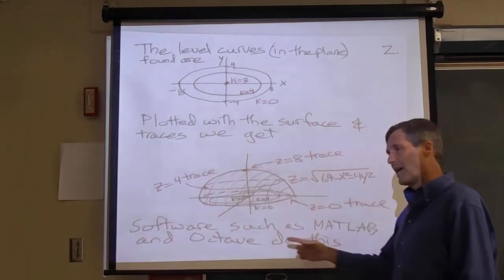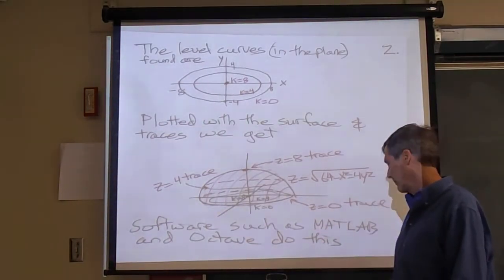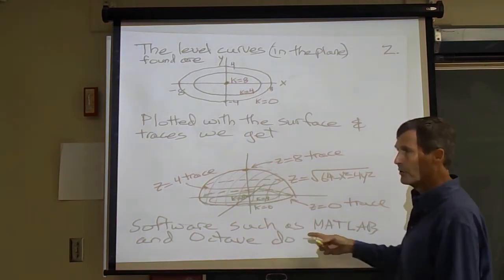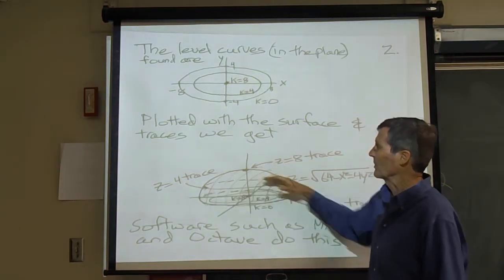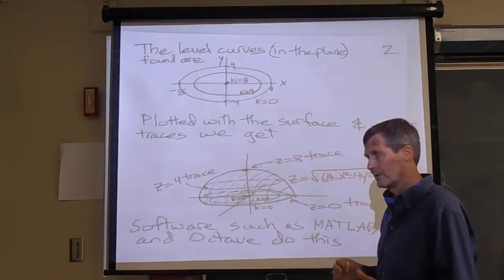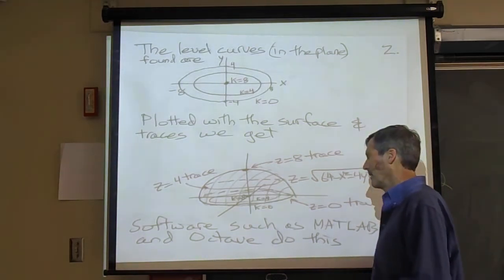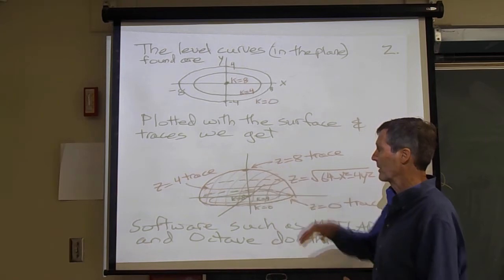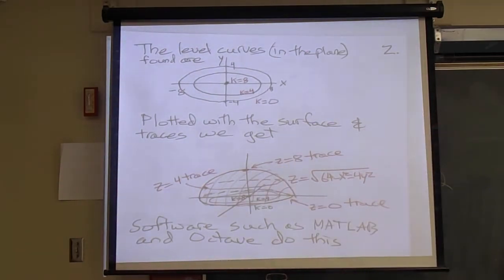Software such as MATLAB or Octave, which is a free version of MATLAB, you can just download it for free from the GNU software site, and you can make beautiful, beautiful plots of surfaces and contours. It does take a while to learn the language, but once you know it, you can make beautiful computer-generated plots of these things. They're quite good at it these days.